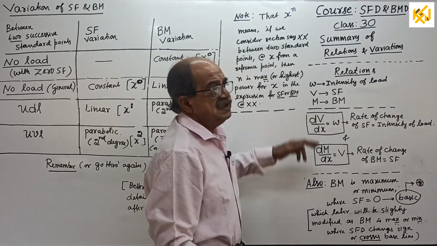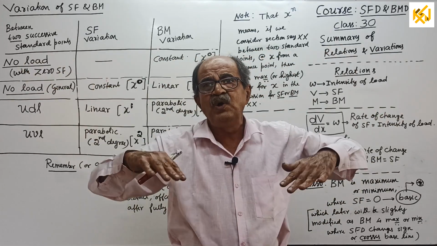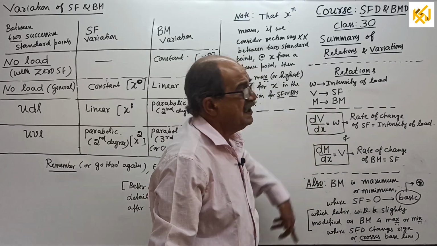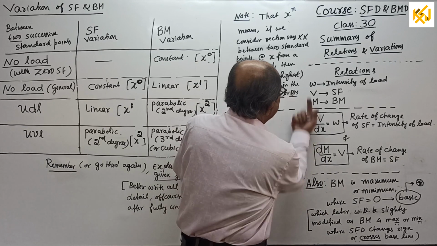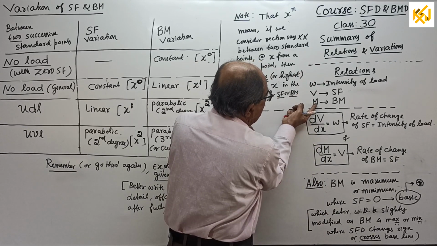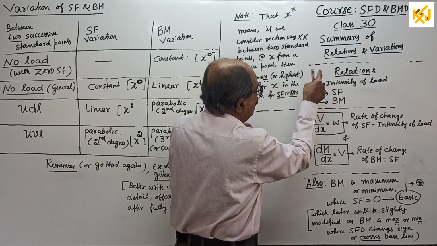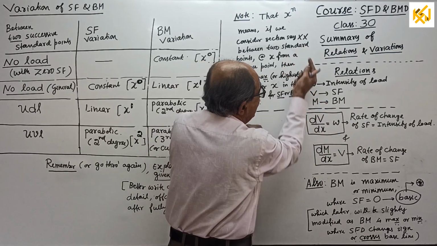Now, usually what you do? You first draw the loading diagram, below it draw the SFD, below that draw the BMD. I did the same order here. But the relation is the reverse way. If you want the relation, dM by dx equals shear force, or dV by dx equals W. So you start from the top, but start this way.